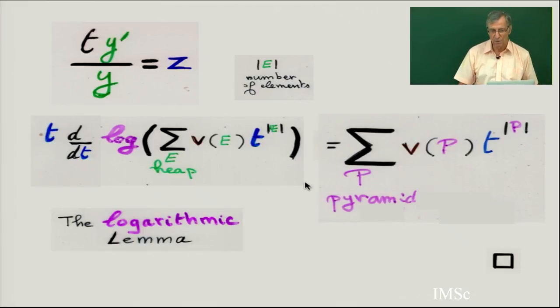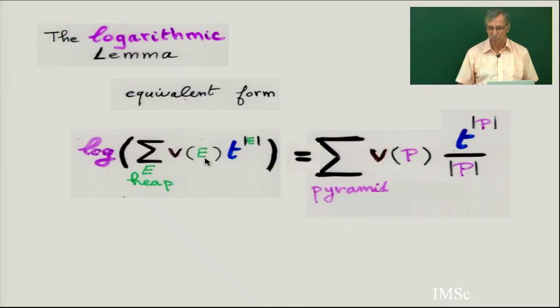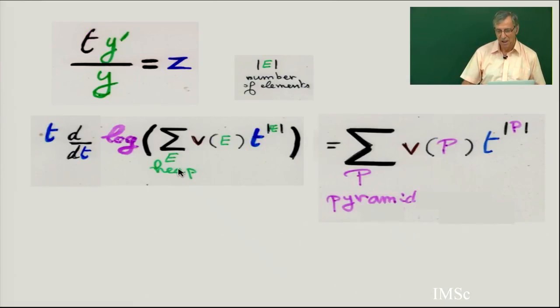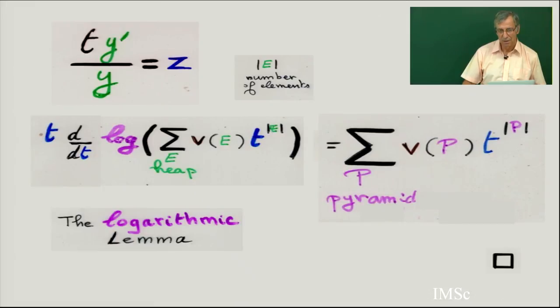So this is one form of the logarithmic lemma: t times the derivative of the log is equal to the sum of pyramids. Or I can put this in an equivalent form, if you don't like the t times the derivative. An equivalent form is that the logarithm of the generating function of heaps, with t power the number of pieces of the heap, is equal to the generating function of pyramids, where this is the number of elements of the pyramid. Because if you take the derivative of this, if I call this n, it will be n times t power n minus 1. If n is the number of pieces, and you multiply by t, it gives you this equality. So this is easily equivalent to this.